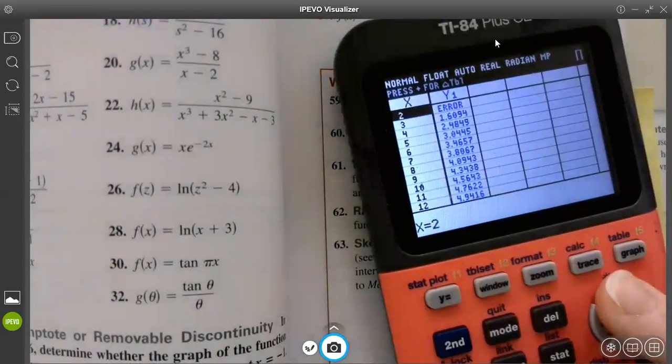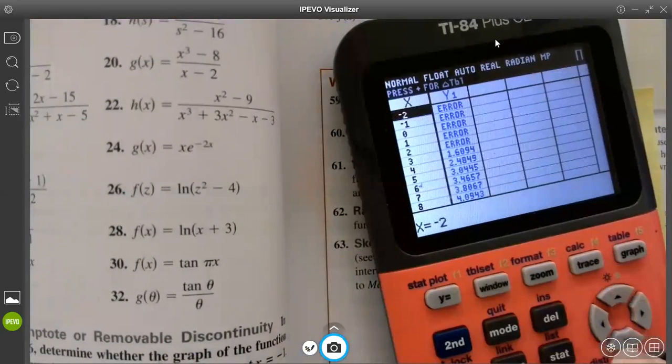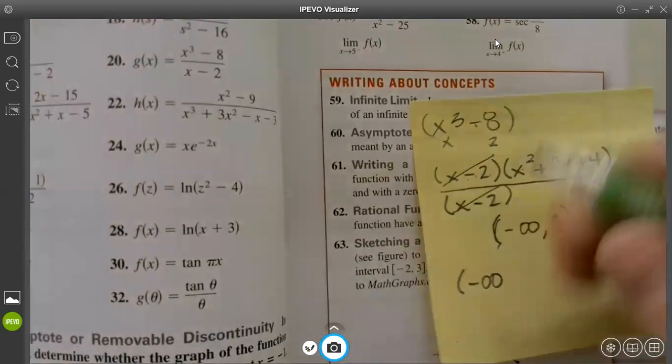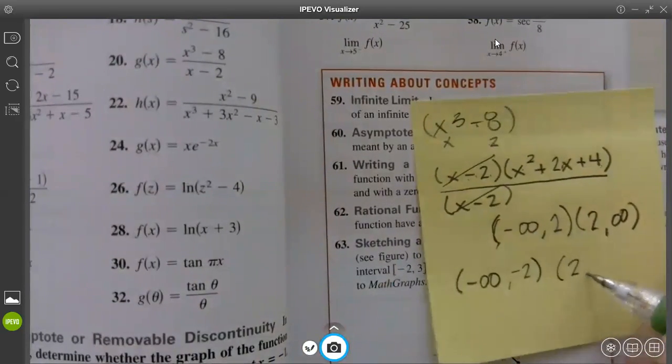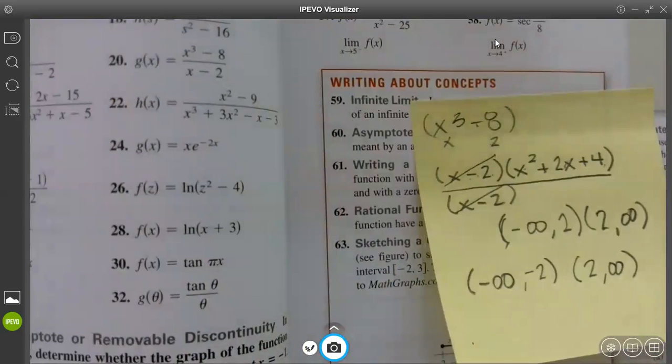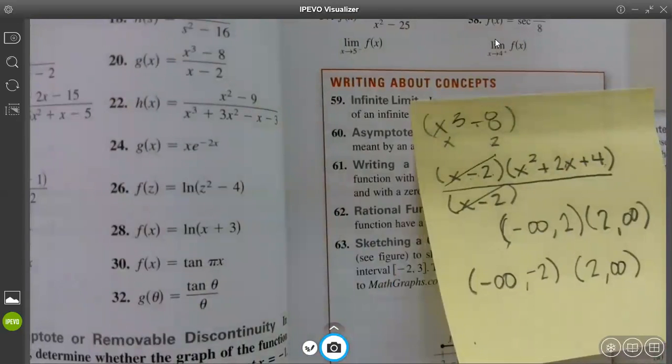Look at 2 and -2. Do we include them? No. So -2 is not included. Then it jumps to +2 to infinity. See the difference? Why?